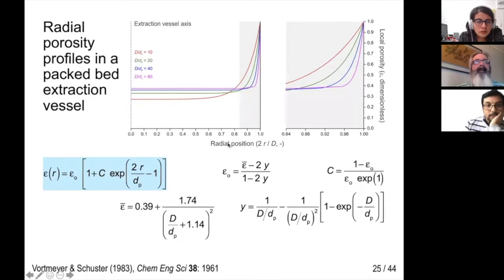As indicated in this slide, we selected parameters epsilon sub 0, the porosity in the bed axis, and C, such that the average porosity corresponds to that predicted by Benyahia and O'Neill in 2005 for a packed bed of spheres, and the porosity next to the vessel wall equals 1. These figures show radial variations in porosity for d over dp between 10 and 80, with increased detail close to the vessel wall.